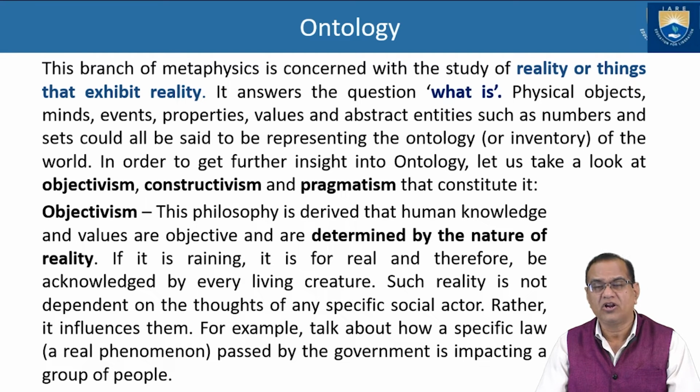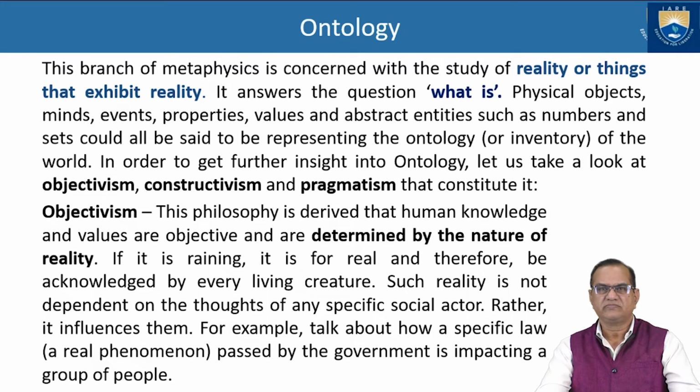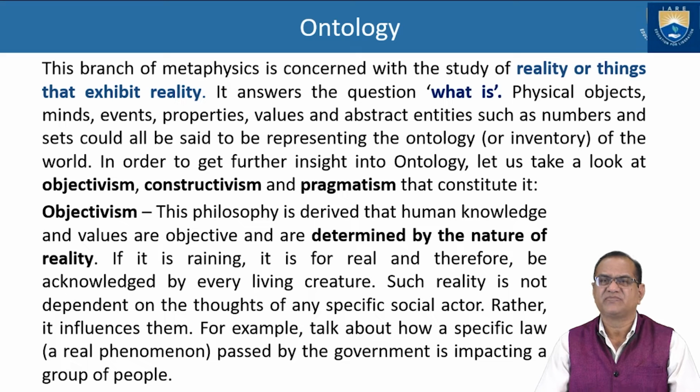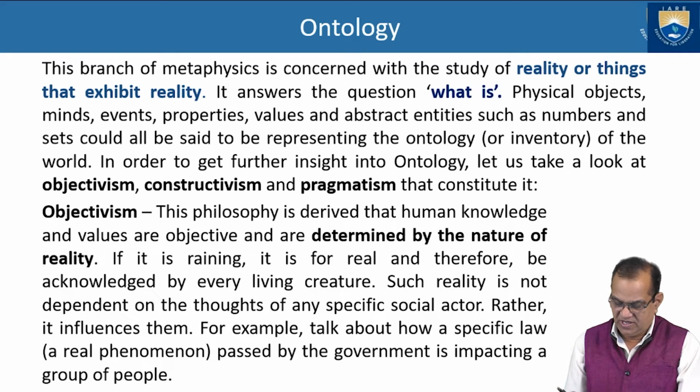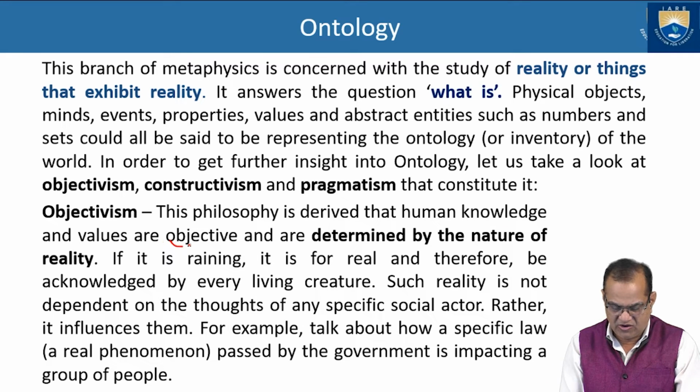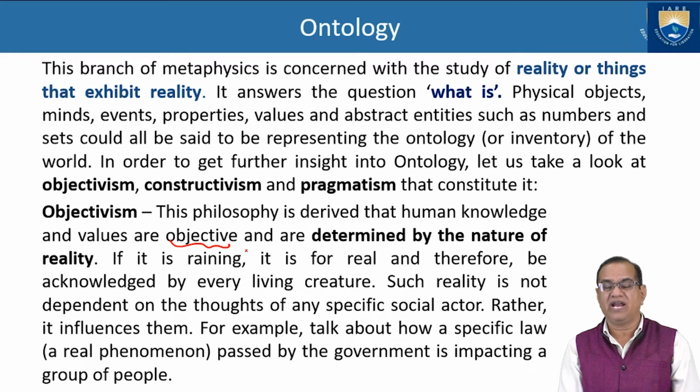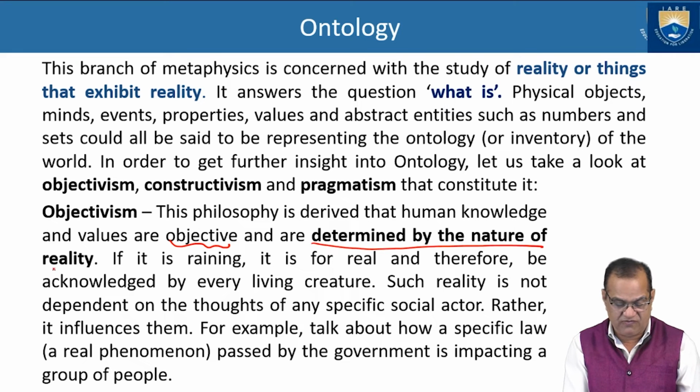Ontology consists of objectivism, constructivism, and pragmatism. These are the three basic elements of the ontology. In objectivism, this philosophy holds that human knowledge and values are objective and are determined by the nature of reality. So in this, we see that these are objective, and this can be determined by the nature of reality.